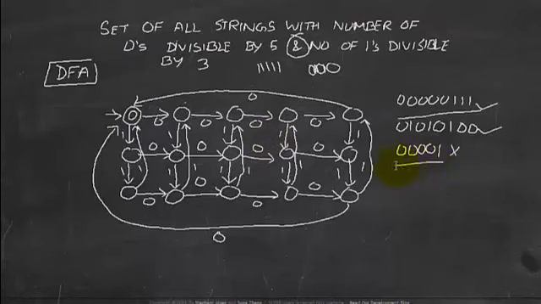Now let's go towards a wrong string. So there are 4 zeros and then 1 1, so it does not enter the accepting state, so the string is not accepted, so this DFA is foolproof, and it accepts all the strings with the number of zeros divisible by 5 and the number of ones divisible by 3. So yeah, I hope you understood the concept of DFA and how to draw it.